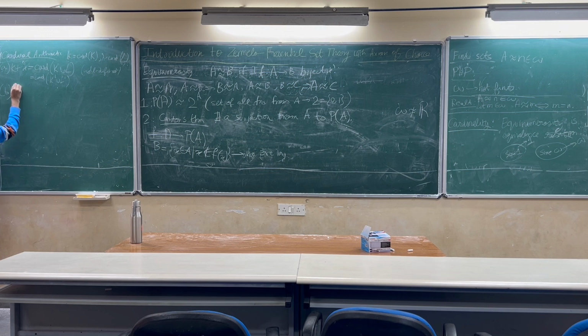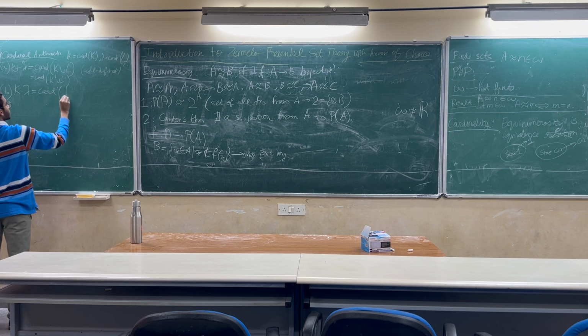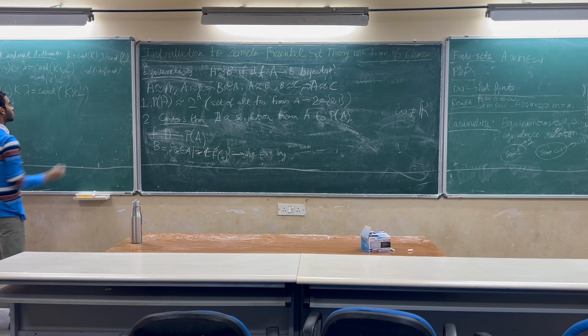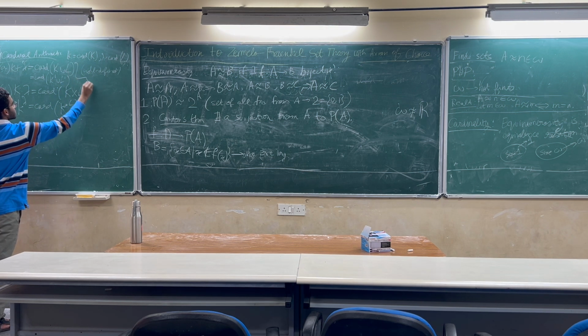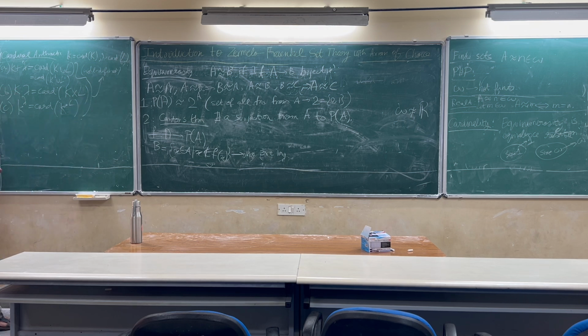And similarly, you can define the product of cardinals to be the cardinality of the cross product. And you can also define exponentiation to be the cardinality of the set of all functions from L to K. This is the notation, which is quite standard. Set of all functions from L to K. And even these two can be checked to be well defined, so it doesn't depend on which K we pick from that class.